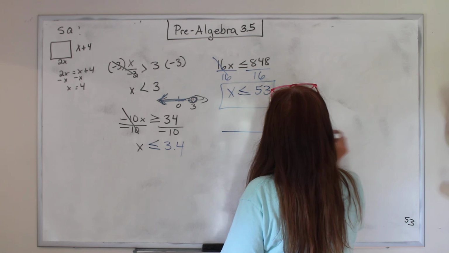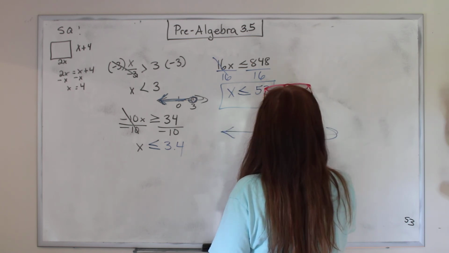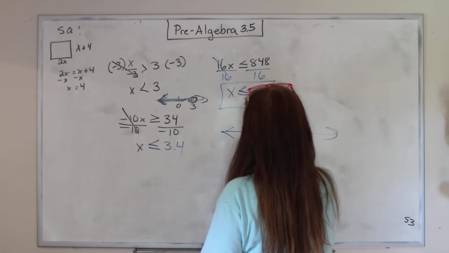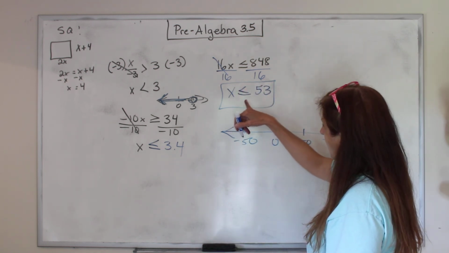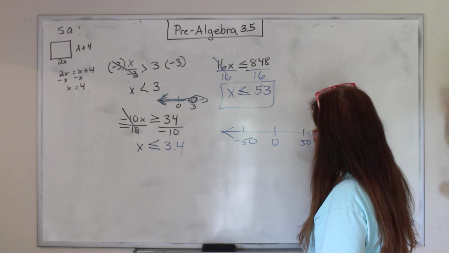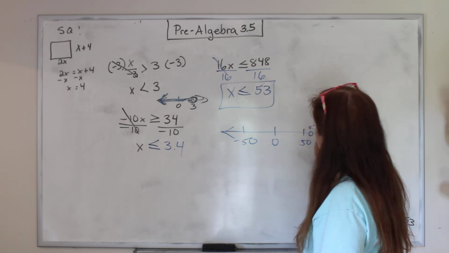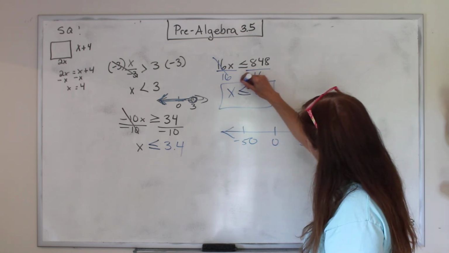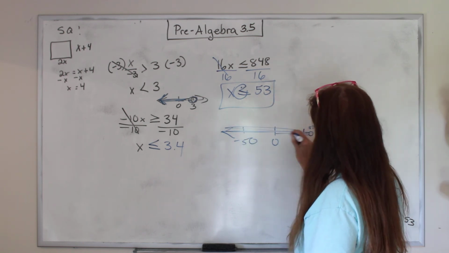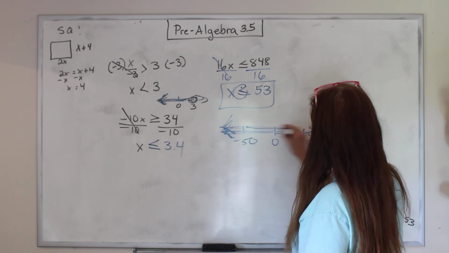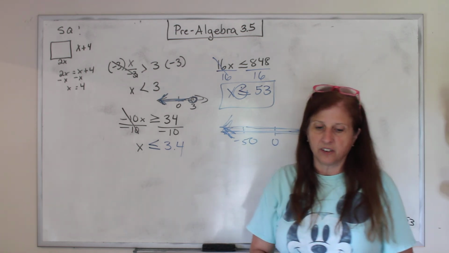And if we were going to graph that, we would put a dot, because it includes 53. We'll say that's 53. And X is on the left side. Pac-Man wants to eat 53, not X. So we color it, but you should use a different color, not the color you already used. And there you have it.